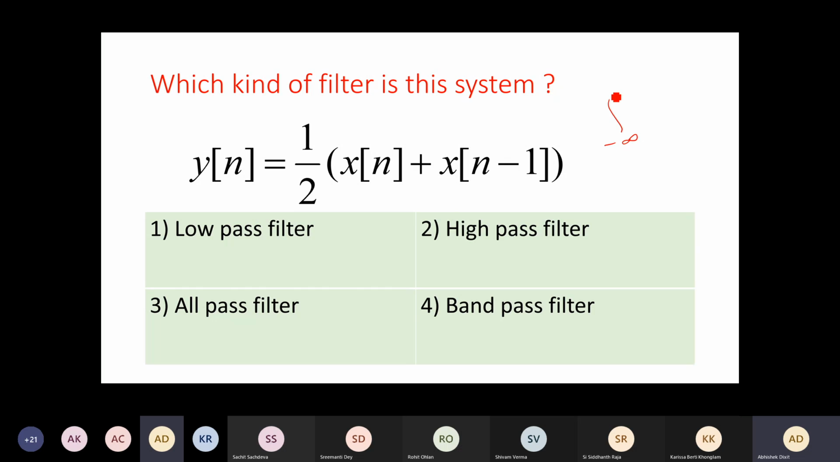Integrator integrates from minus infinity up to t, continuous time. But here it's an average filter, right, which is integrating just over two samples. So it has properties similar to integrator. So from that perspective, the answer should be low pass filter, opposite of differentiator. And let us see this more concretely.